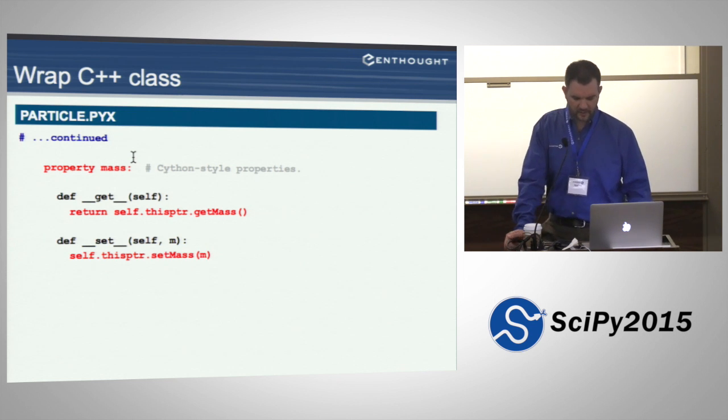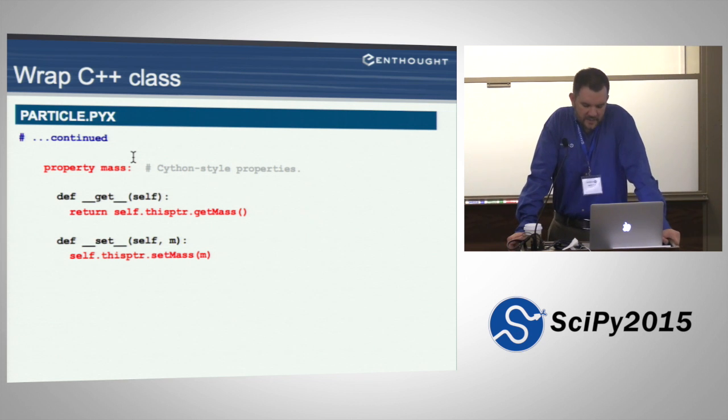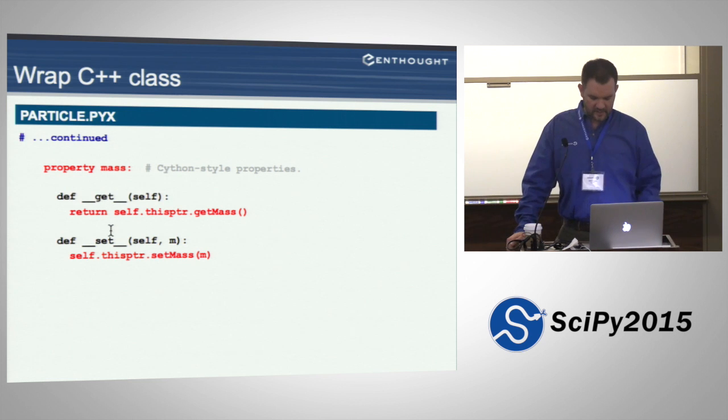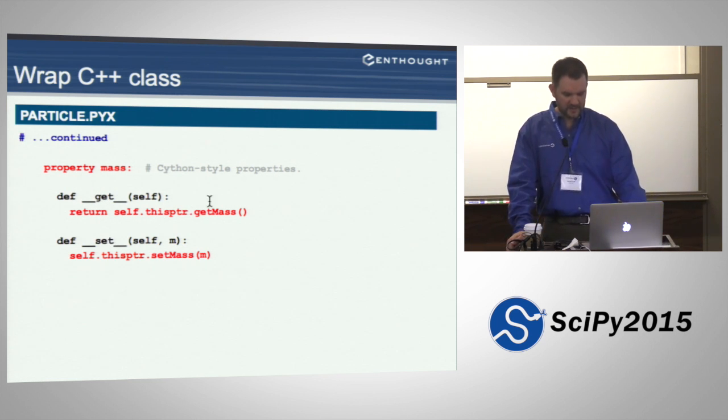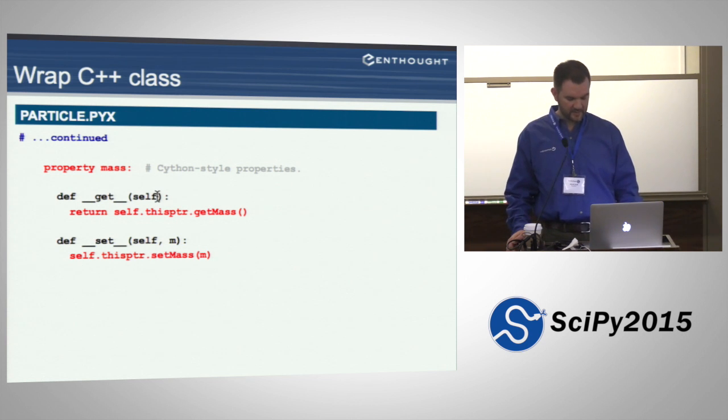we can also declare properties on these extension types. So Python uses a little bit different syntax for properties. It's nice, I like it. So if you want a mass property, you just say property mass colon, and then you define a __get__ and a __set__ method, and they just do the appropriate thing. So here we're just getting the mass, and then we're setting the mass.